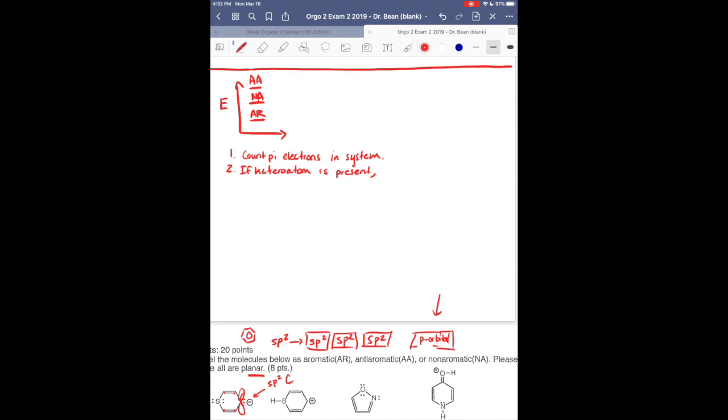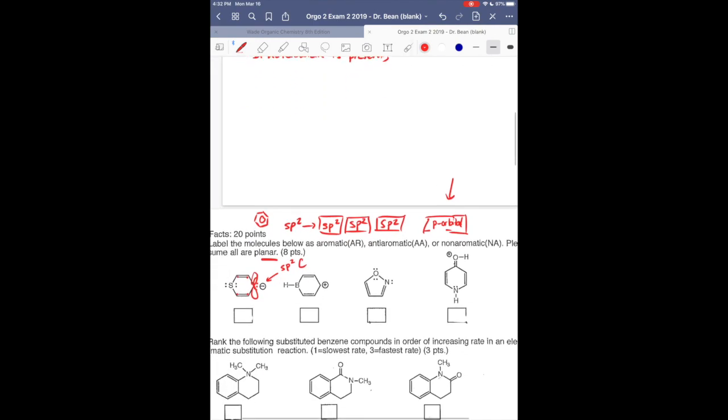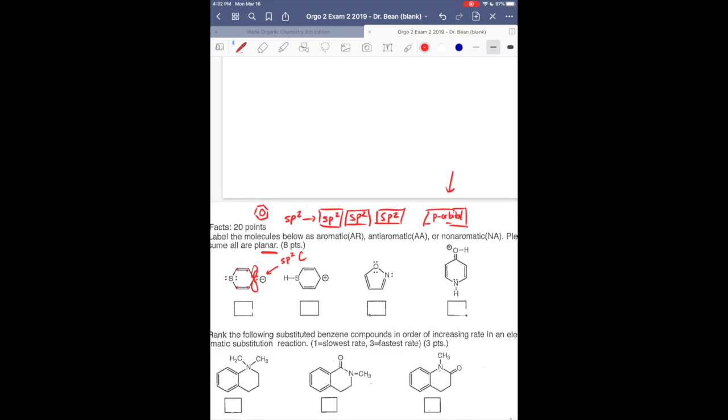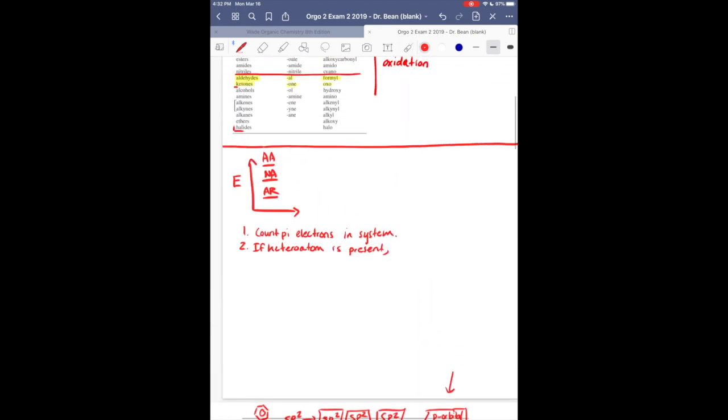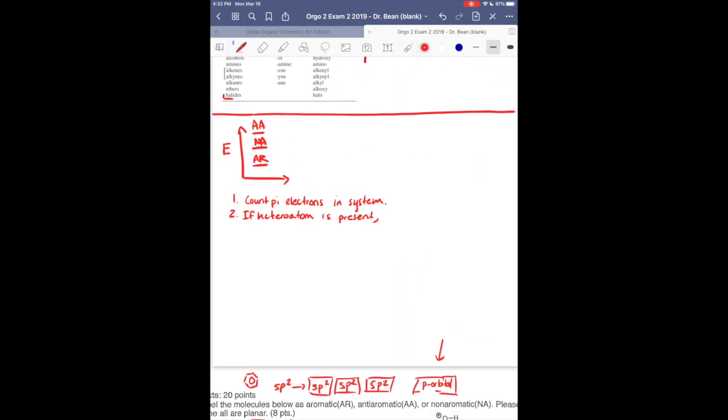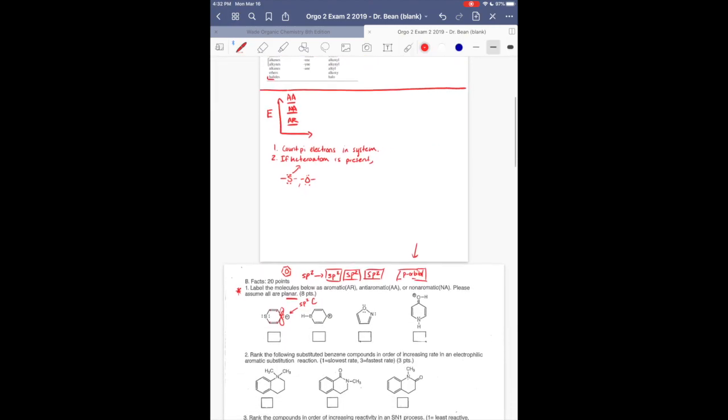So if a heteroatom is present, then we kind of have to make this decision. With heteroatoms, they have these 2 lone pairs. And a heteroatom is an atom that is not carbon. Your examples that you're going to see are going to be like sulfur, for example. You can see oxygen, nitrogen and so on. But let's just keep sulfur and oxygen there in our list.